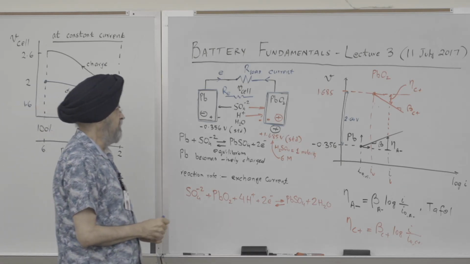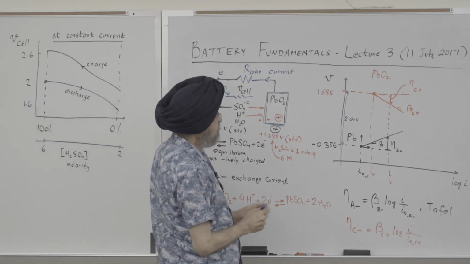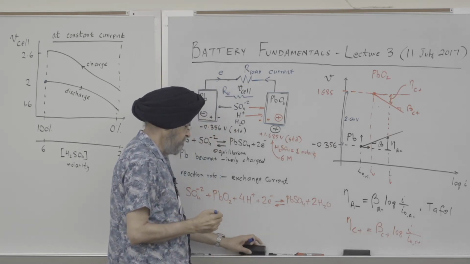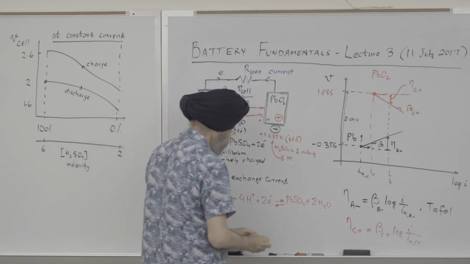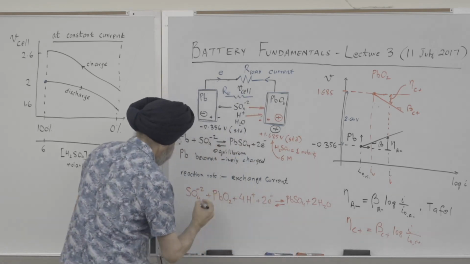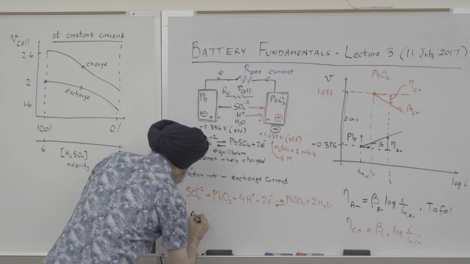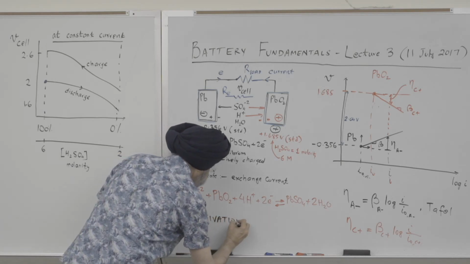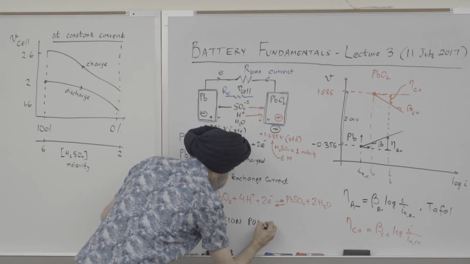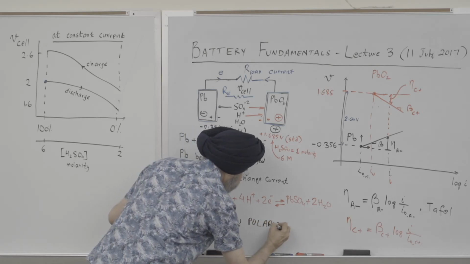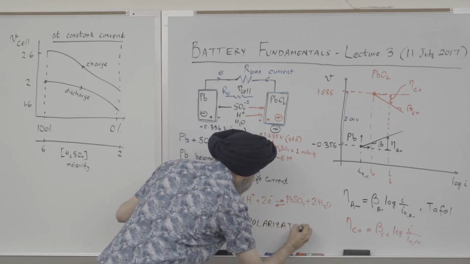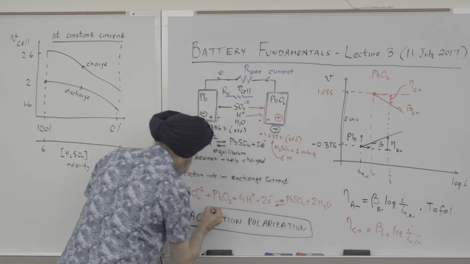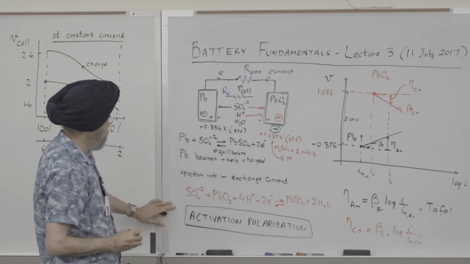So this, everything I described over here, is called activation polarization. This is one of the most difficult concepts to understand in electrochemistry, this idea of activation polarization. So if you're a little lost, it's understandable.